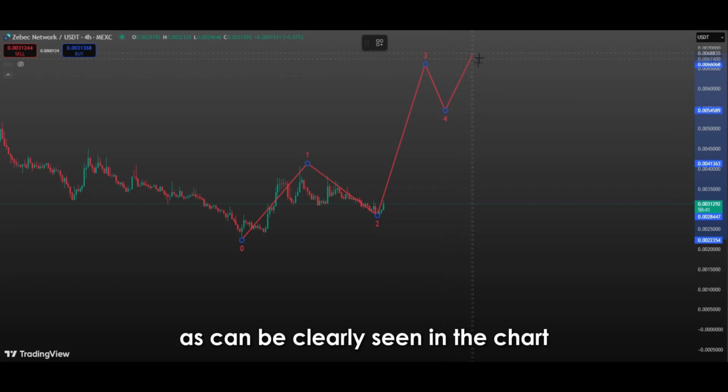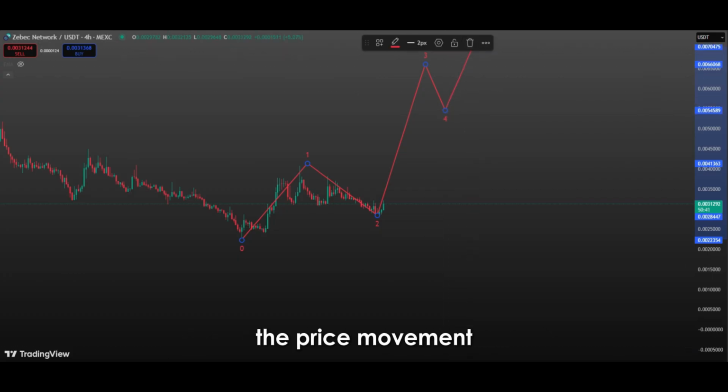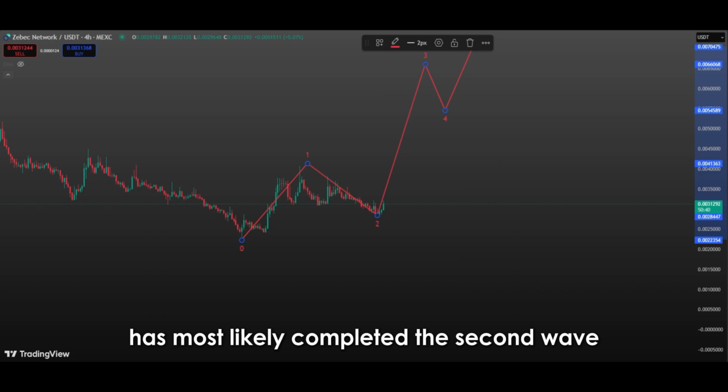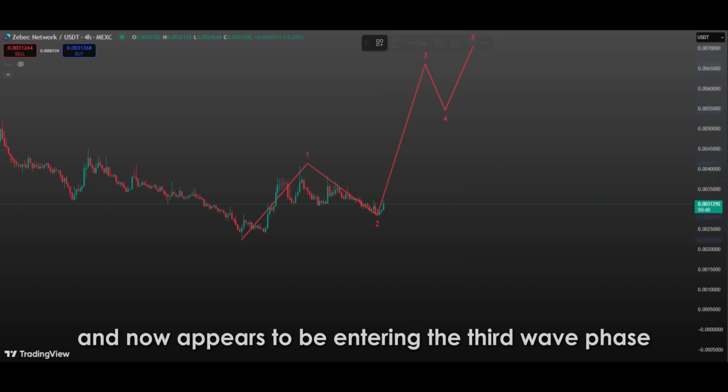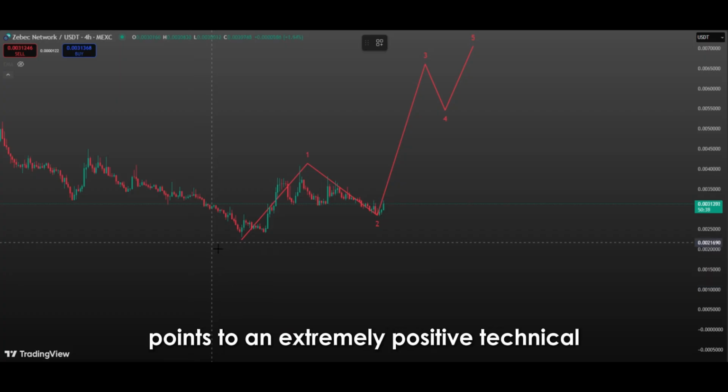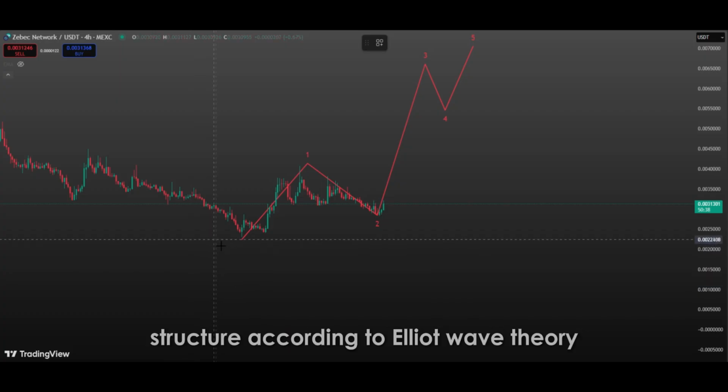As can be clearly seen in the chart we are currently analyzing, the price movement has most likely completed the second wave of the 5-wave impulse and now appears to be entering the 3rd wave phase. The occurrence of this transition points to an extremely positive technical structure.